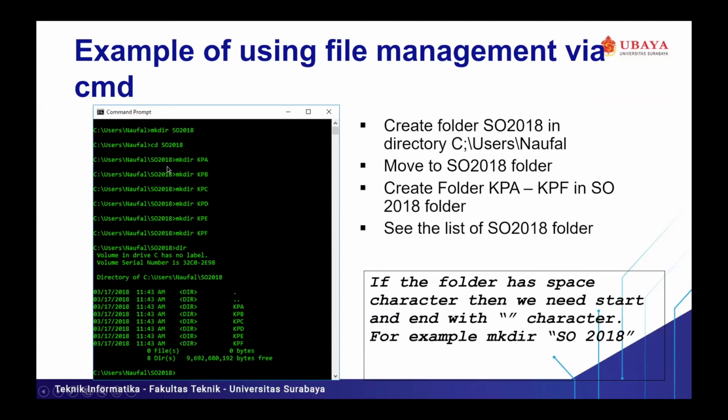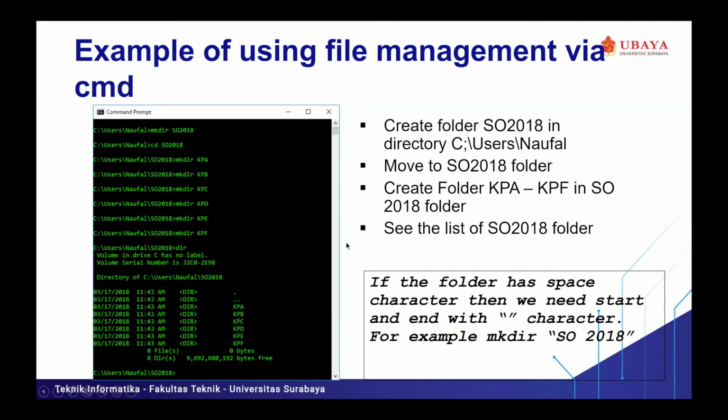Then I will create several folders inside my SO 2018 folder. For example, I will create KPA, KPP, KPC, KPD, KPE, and KPF. So I type the mkdir command: mkdir space KPA, mkdir space KPP, and so on until mkdir space KPF.